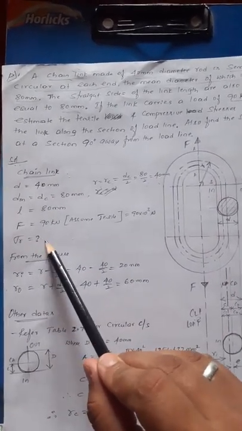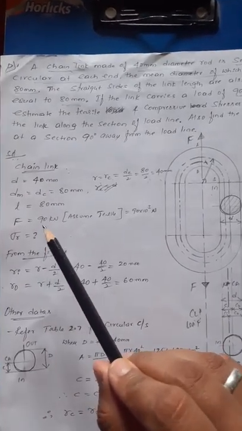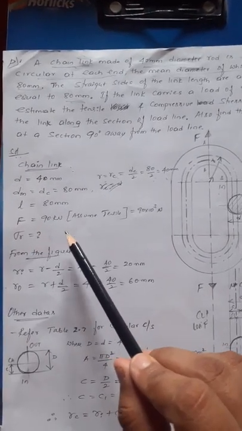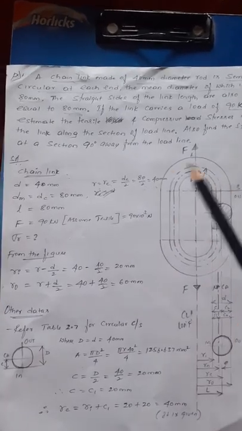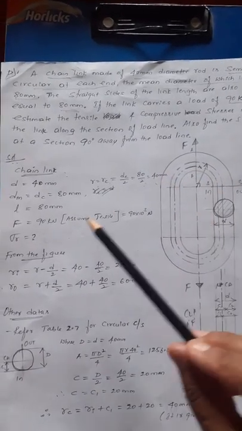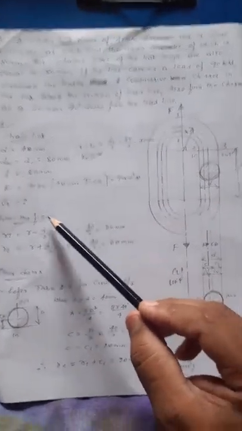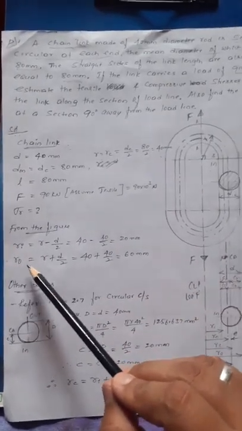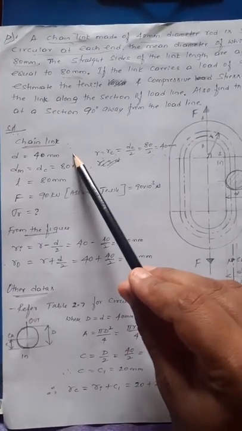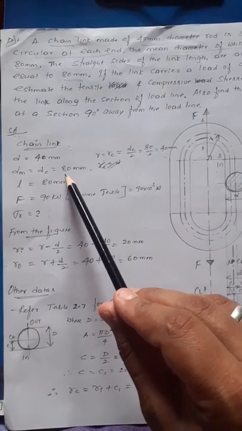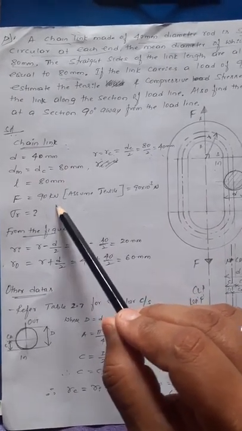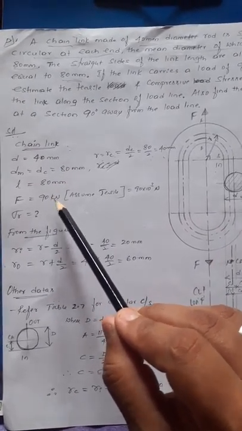Right, we want to determine the maximum stresses induced in the beam. Read the problem once or twice, draw the sketch, then write the given data. Then go from the figure: what are the other data required here? The diameter of the rod is given, the mean diameter of the semicircle is given, the length, the distance between the semicircles is given, and the load acting is given.